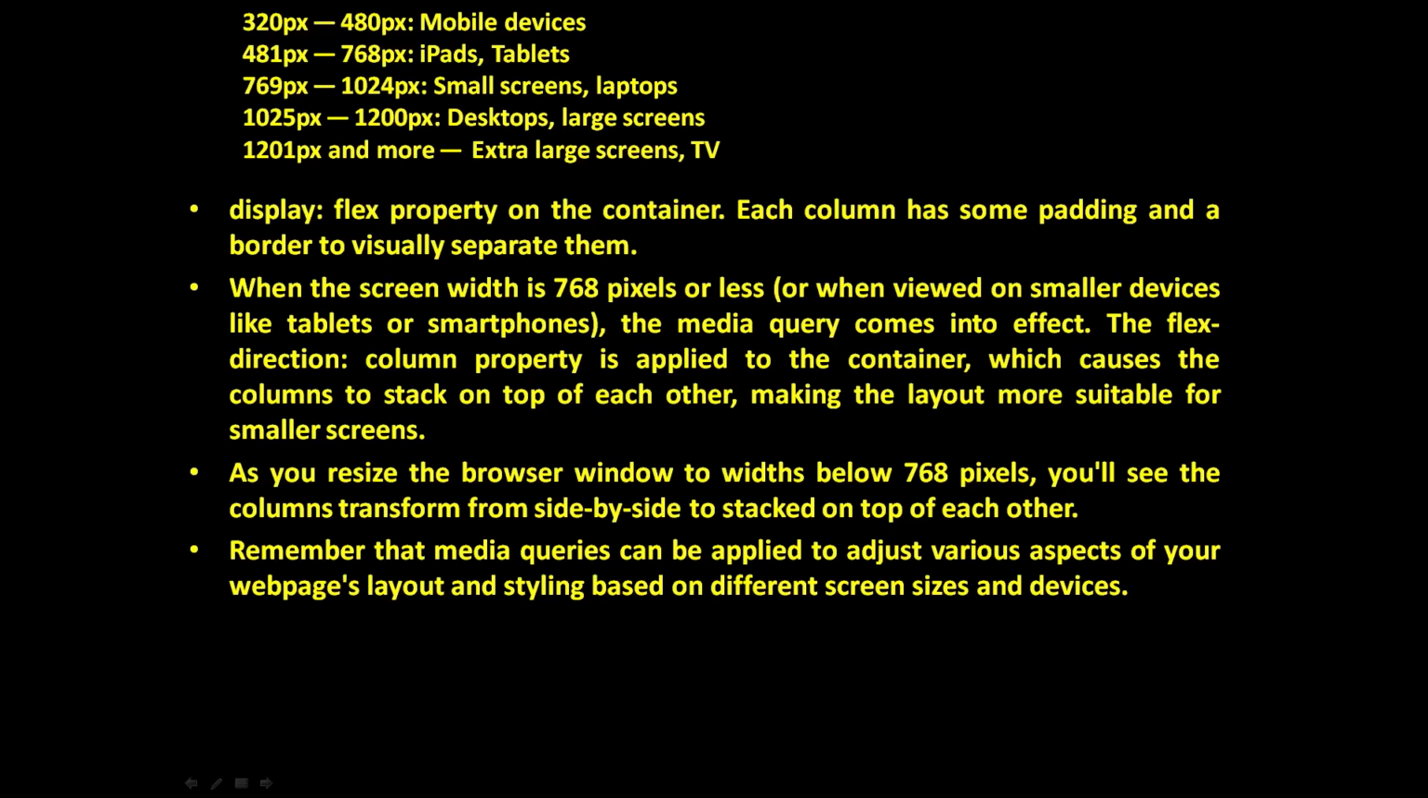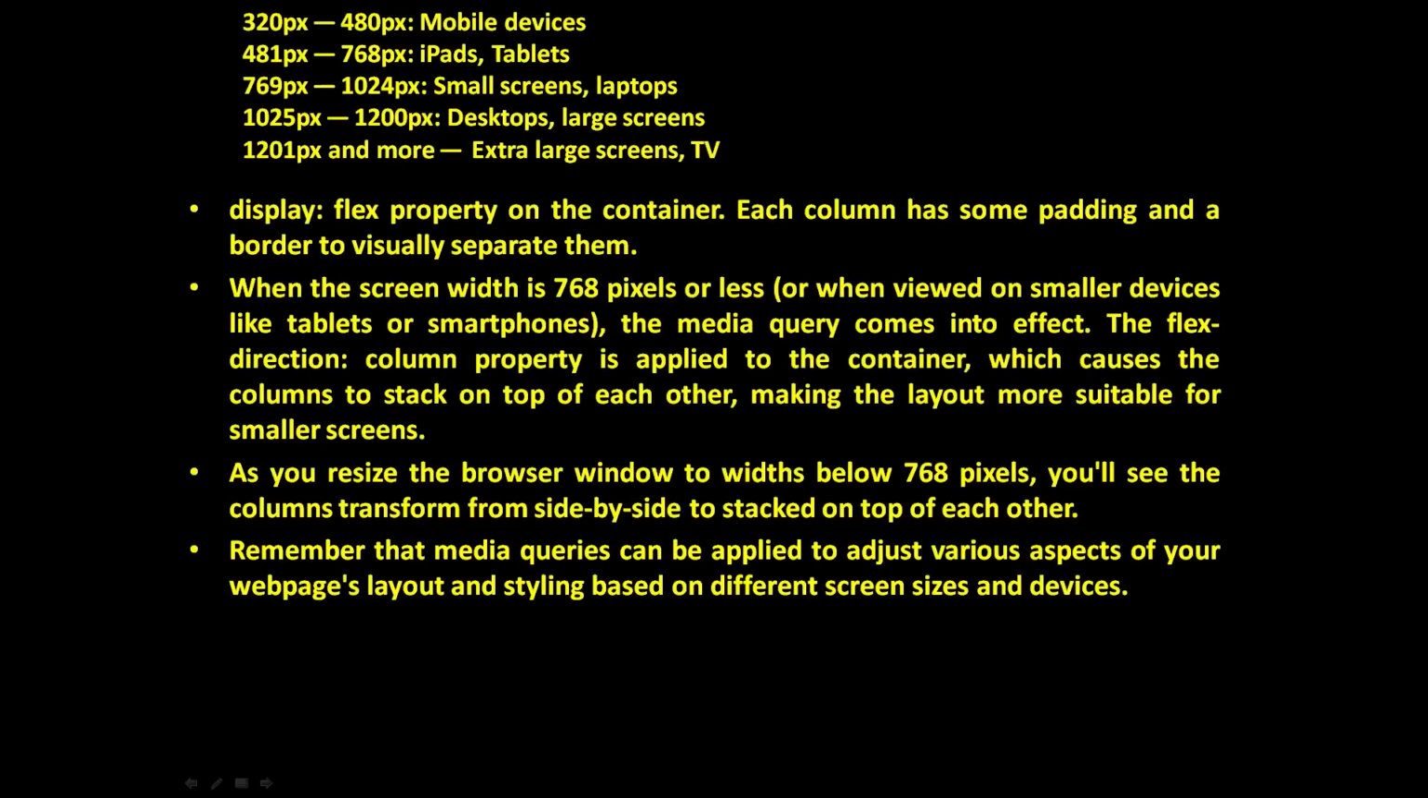Display is flex property on the container. Each column has some padding and a border to visually separate them. When the screen width is 768 pixels or less, the media query comes into effect. The flex-direction column property is applied to the container, which causes the columns to stack on top of each other, making the layout more suitable for smaller screens.